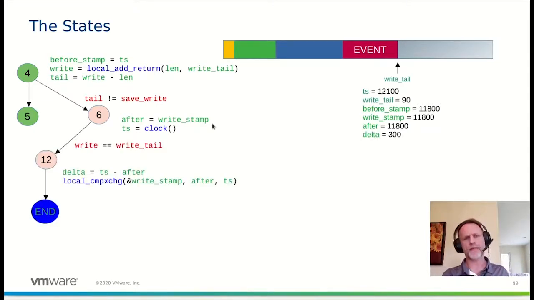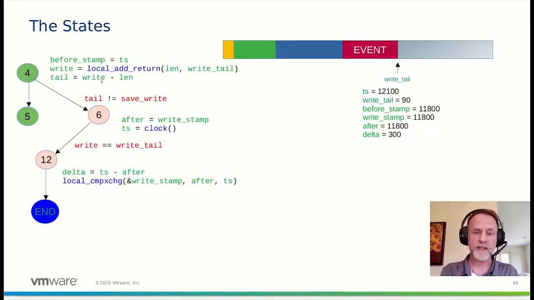Now, this is the thing we have to look at. So the write tail that we have now still equals the end of our event. Remember, write was at the end of the local add return with the write tail. So this returns the value of these two added together. So if write tail still equals this write, that means nothing interrupted us from this point to this point.